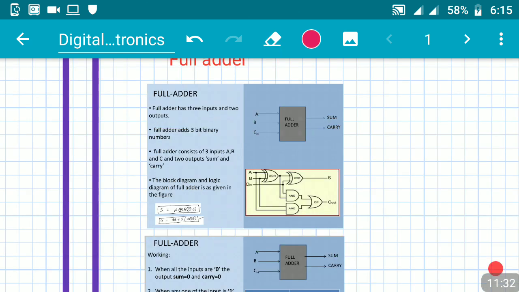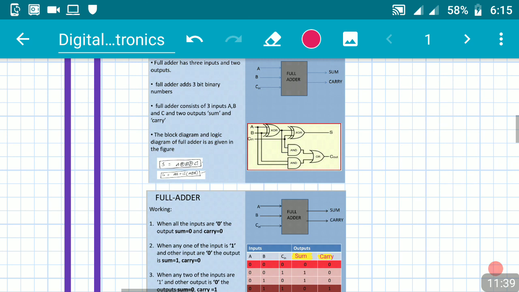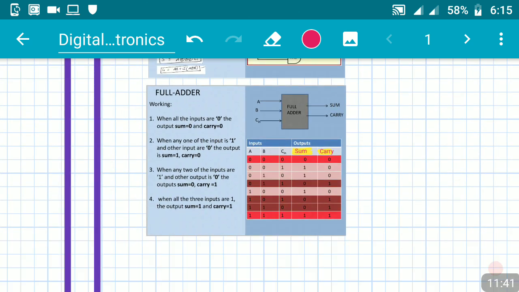By this we complete two answers, my dear friends: the first one half adder and the second one full adder. Both are very important questions. If you prepare this, at minimum you will get 7 to 8 marks in the examination. Fine, so prepare well.